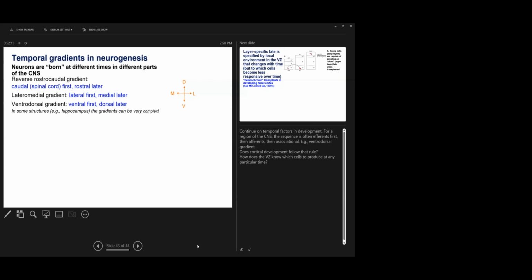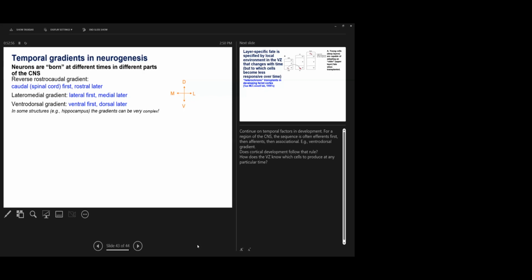What happens is that first the spinal cord is generated, then the rostral side. The rostral side is the brain, and the caudal side is the spinal cord. So this is called the reverse rostrocaudal gradient. It depends on which part of the brain. There are a lot of things happening in brain development: it depends on time, and also on location. First the caudal part, the spinal cord, is generated, then the rostral part, the brain. In the lateromedial gradient, first the lateral part of the brain develops, and then the medial part later. In the ventrodorsal gradient, the ventral side develops first, then the dorsal side later.